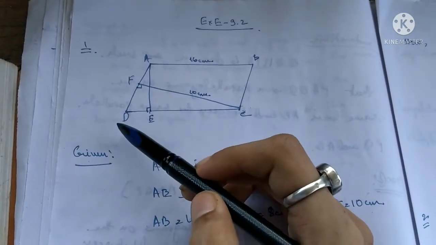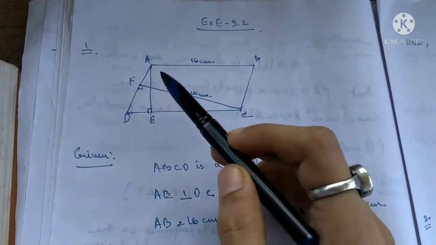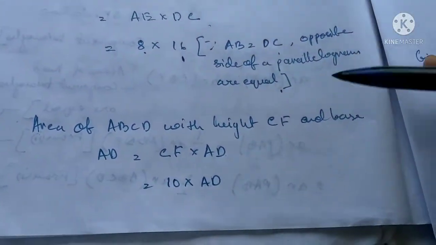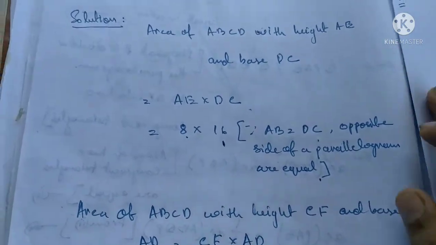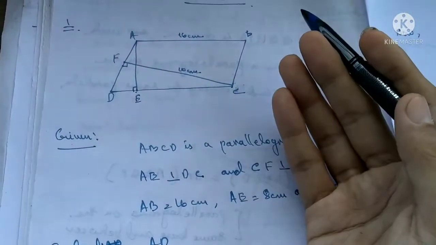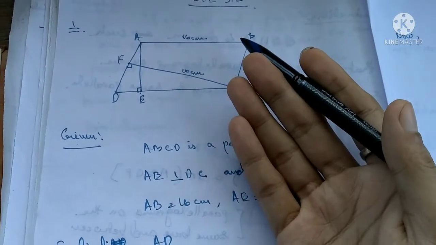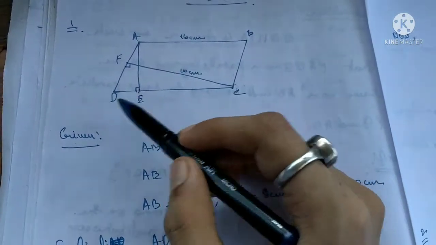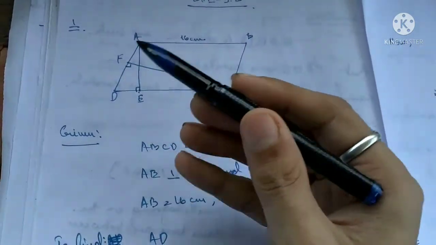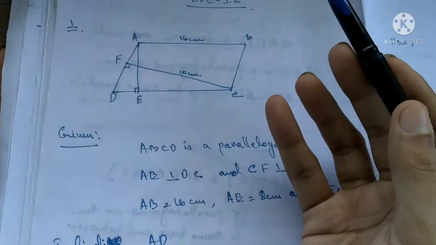AF into AD. The AF value is given as 10, but the AD value is not given, so AD will remain AD only. Understand? Now you see what I am doing here. I am finding the area of this parallelogram only. Same parallelogram area only I am finding, but taking a different altitude and base. Whose area am I finding? I am finding the area of this parallelogram ABCD.